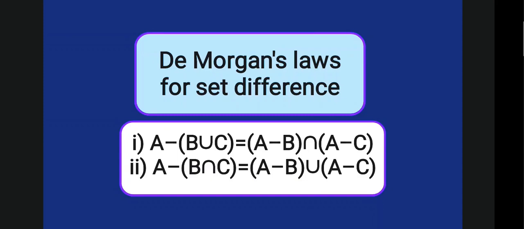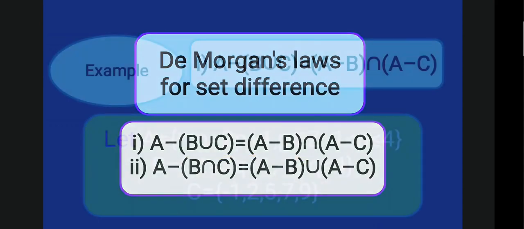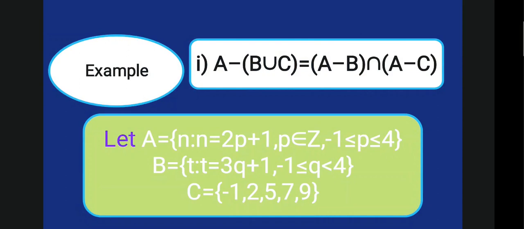Students, note here: if union comes on the left-hand side, intersection will come on the right-hand side. If it is intersection on the left-hand side, union will come on the right-hand side. Let us solve the first one. Let us verify it. Consider the sets A, B, C as given.